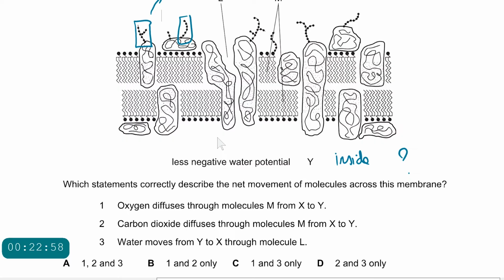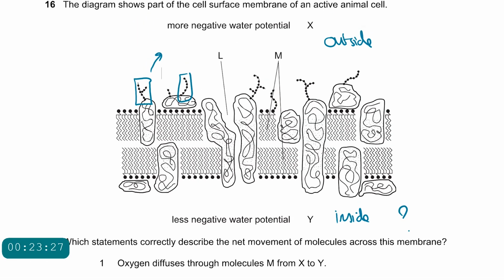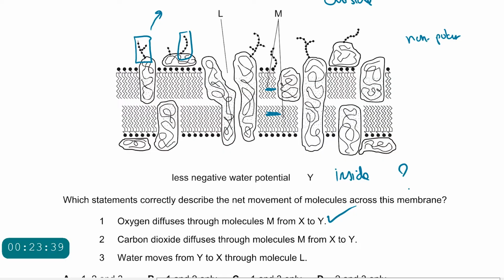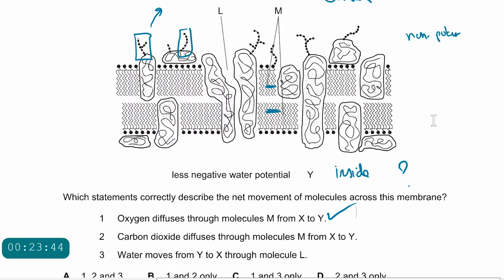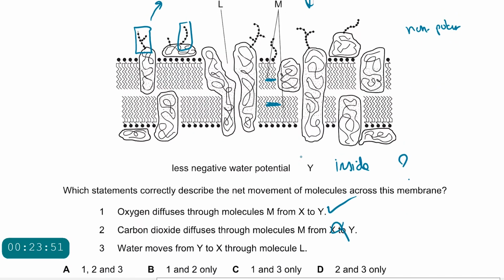Now coming back to our question, which statements correctly describe the net movement of molecules across this membrane? The first point is that oxygen diffuses through molecules M from X to Y. This is correct because oxygen is a non-polar molecule and can diffuse through the hydrophobic core of the cell surface membrane. Carbon dioxide diffuses through molecules M from X to Y. This is totally incorrect because carbon dioxide does not diffuse from outside the cell into the inside of the cell.